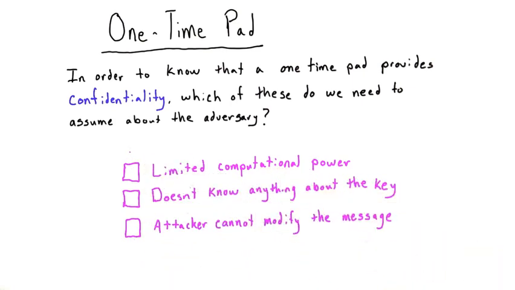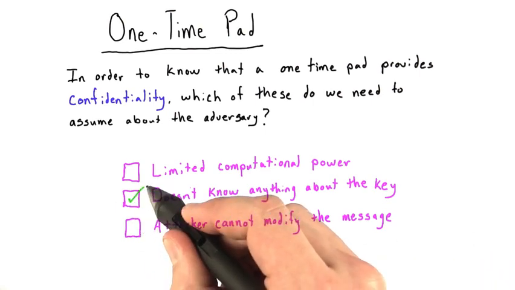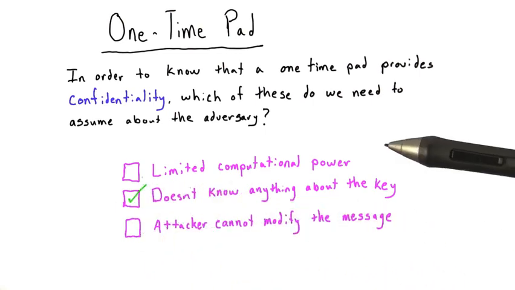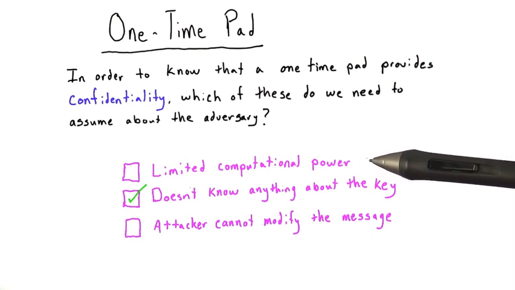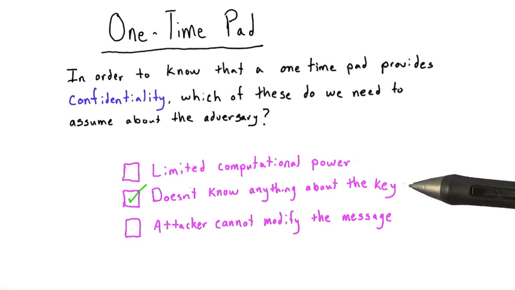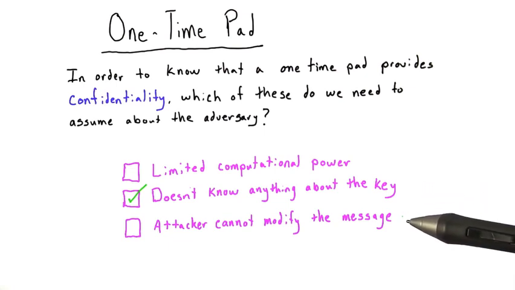Check all that apply. The only one that is necessary is the second one, that the attacker doesn't know anything about the key. A one-time pad is a perfect cipher, and as a perfect cipher, the computation power of the adversary is irrelevant, so the first one is not true. The second statement is true because if an attacker knows something about the key, she or he will know something about the message, which would compromise the confidentiality. It is not necessary to assume that the attacker cannot modify the message. Modifying the message only affects the integrity of the message, but that does not affect the confidentiality.